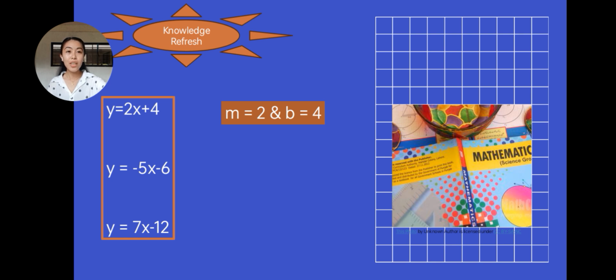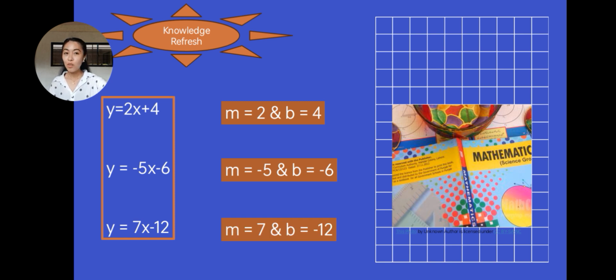For the next linear function, we have... Articulate. m is equal to negative 5 and b is equal to negative 6. And for the last one, brilliant. We have the slope of 7 and the y-intercept of negative 12. Excellent job, class. You're really sharp with linear functions.